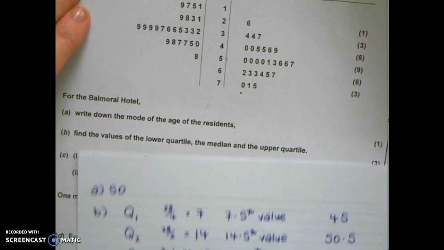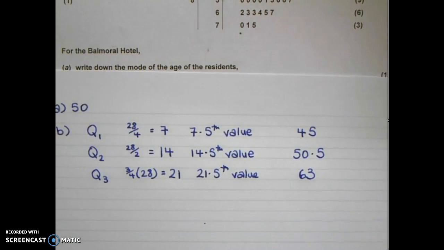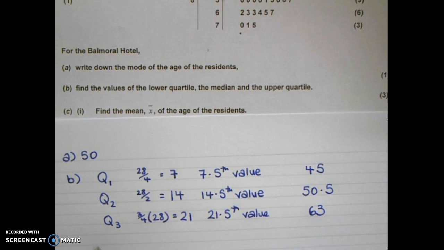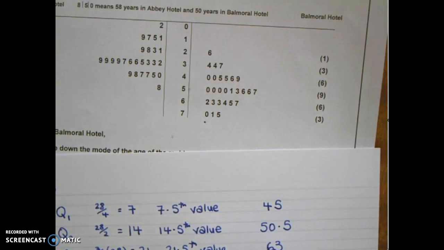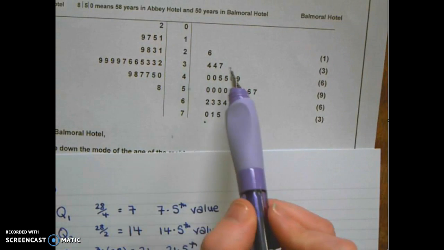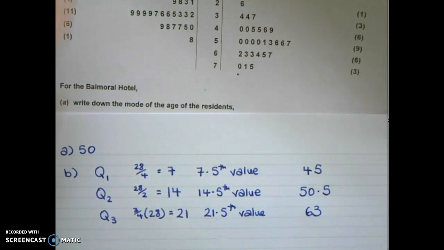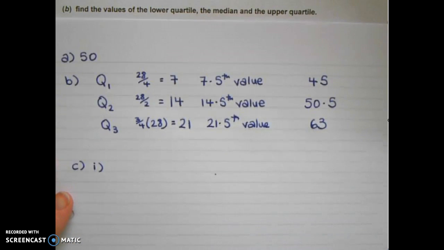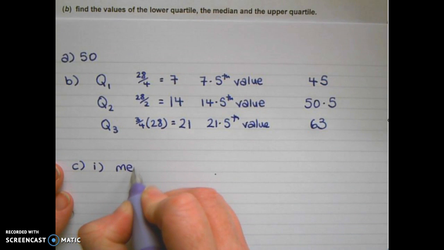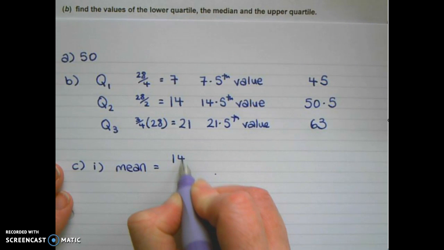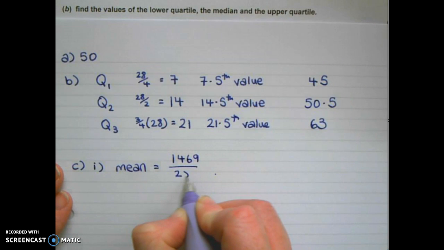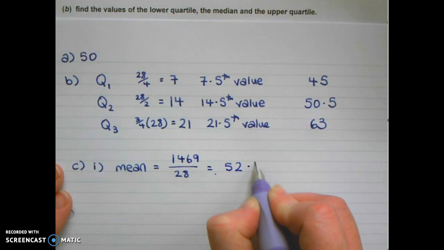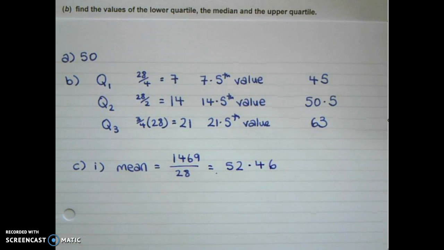Find the mean age of these residents. So for part C, if I want to find the mean age, all I'm going to do is add up all of the values and divide by 28. So I'm going to do 26, add 34, add 34, add 37, and so on. If you do all of that, you should get for C part 1, the mean age is 1469 divided by 28, which gives you 52.46. Just be careful not to round that too much.